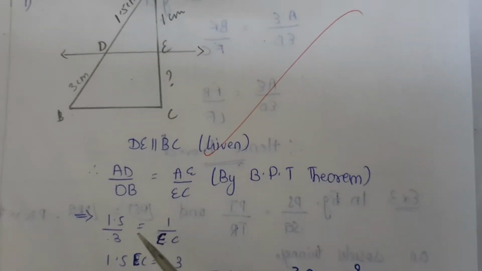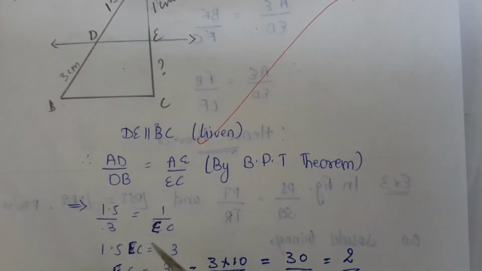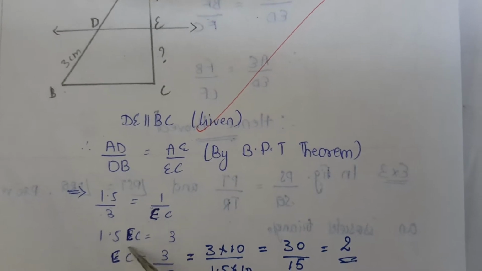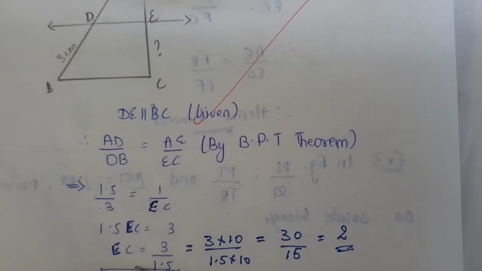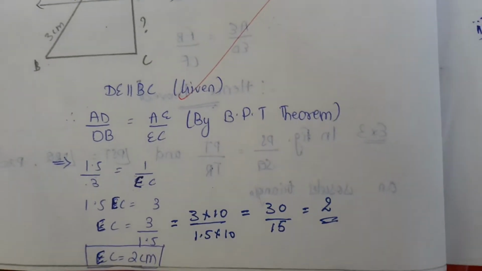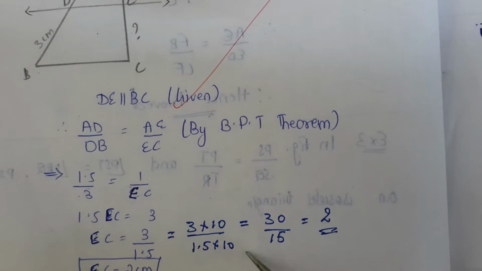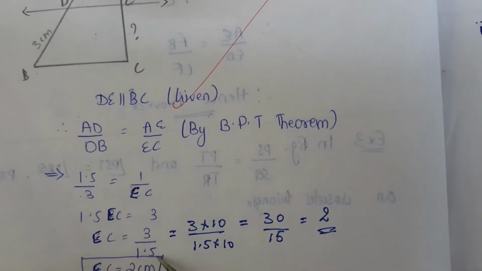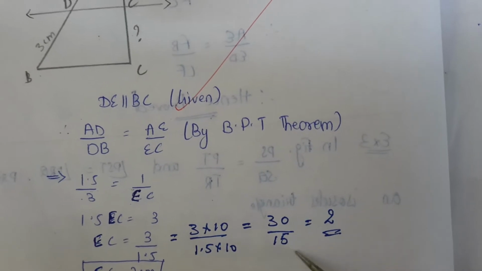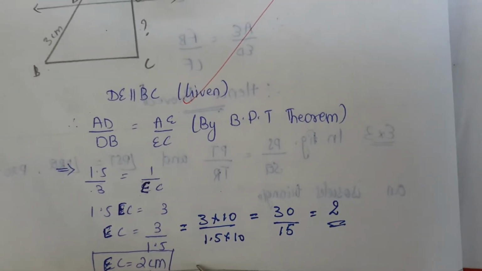So substituting these values, we get 1.5 by 3 is equal to 1 by EC. Now cross multiply, we get 1.5 into EC is equal to 1 into 3. That is nothing but 3. EC is equal to 3 by 1.5. When there is a decimal in the denominator, we have to multiply by 10 up in the numerator and the denominator, because there is only one decimal place here. So we get 30 by 15, that is nothing but 2. So EC is equal to 2 centimeter.